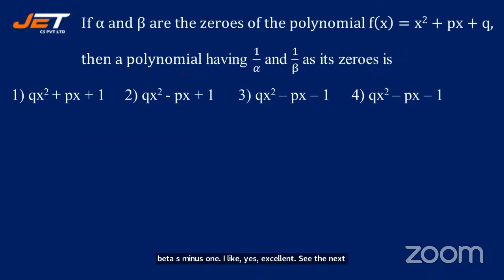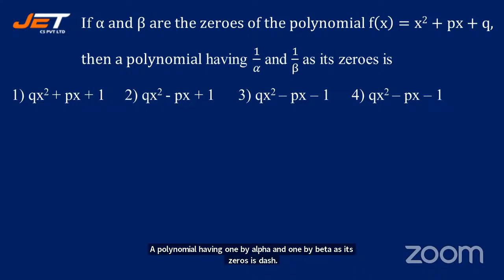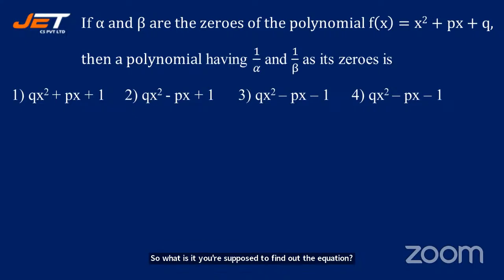See the next question. If alpha and beta are the zeros of the polynomial f of x is x square plus px plus q, then a polynomial having 1 by alpha and 1 by beta as its zeros is dash. So what is it you're supposed to find out? The equation. I'm sure this will take time, so let me disclose the key. It is option 1, qx square plus px plus 1.